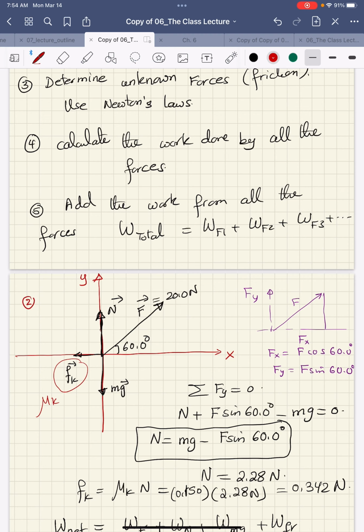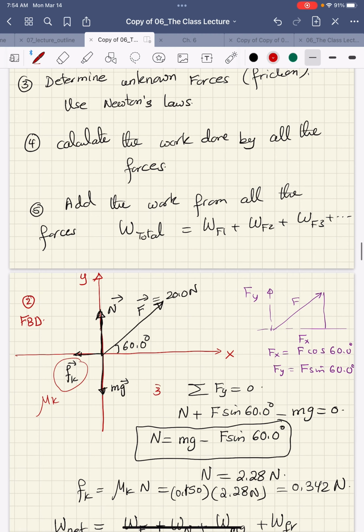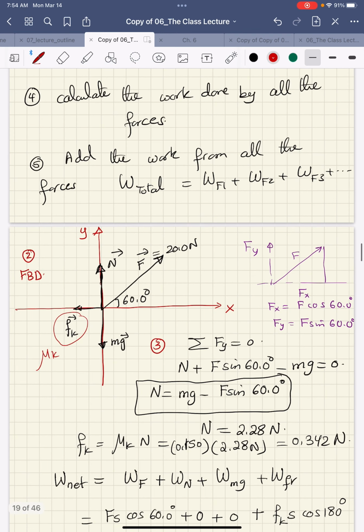This is step 2, which is free body diagrams. This is step 3, where I'm going to apply Newton's laws to calculate the unknown force. Here I need to determine first the normal force in order to calculate the force of friction. Because remember, Fk is mu k times normal, so I need first to find the normal and then calculate Fk.